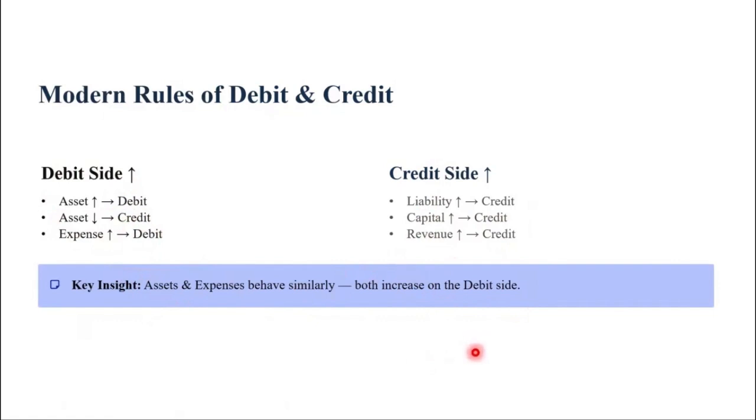Theoretical question: if a firm borrows money from a bank, how do we record it? The answer: a bank loan is a liability. Since the liability increases, we credit the bank loan account. Simultaneously, our cash, which is an asset, is increasing, so we debit the cash account.